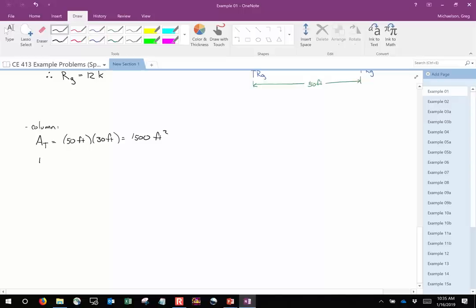So here's what I'm saying. One thing you can do if you want to figure out the load on the column, remember, you've got a column. It's going to have a load going down. How much is that load? Well, take 20 pounds per square foot and multiply it by the tributary area. What is that? Say it again. 30,000 pounds or 30 kips?